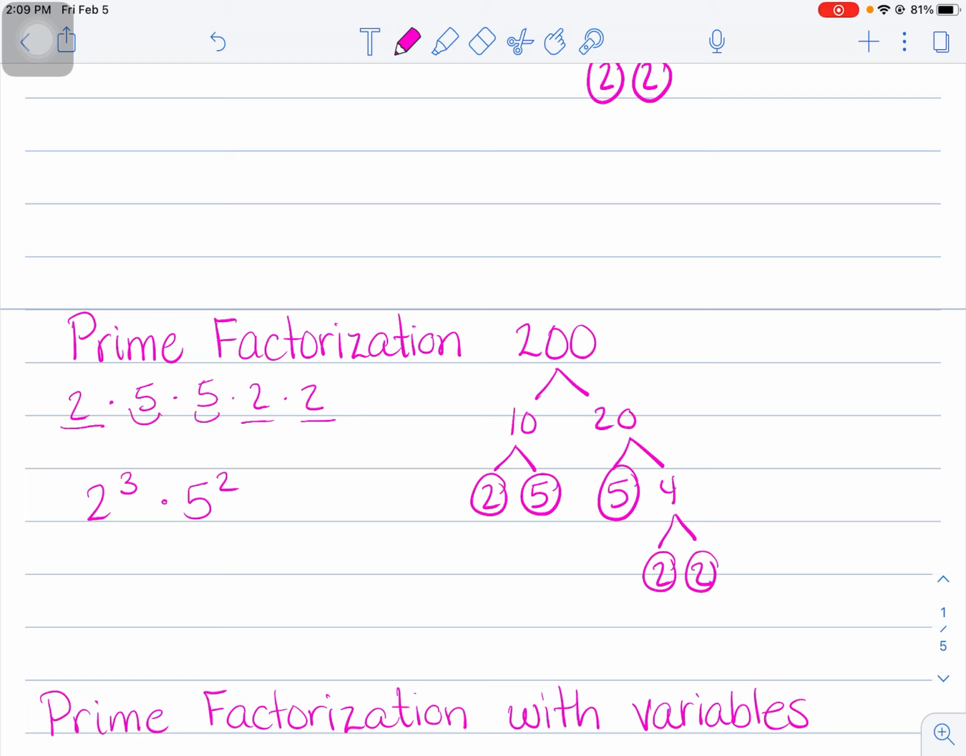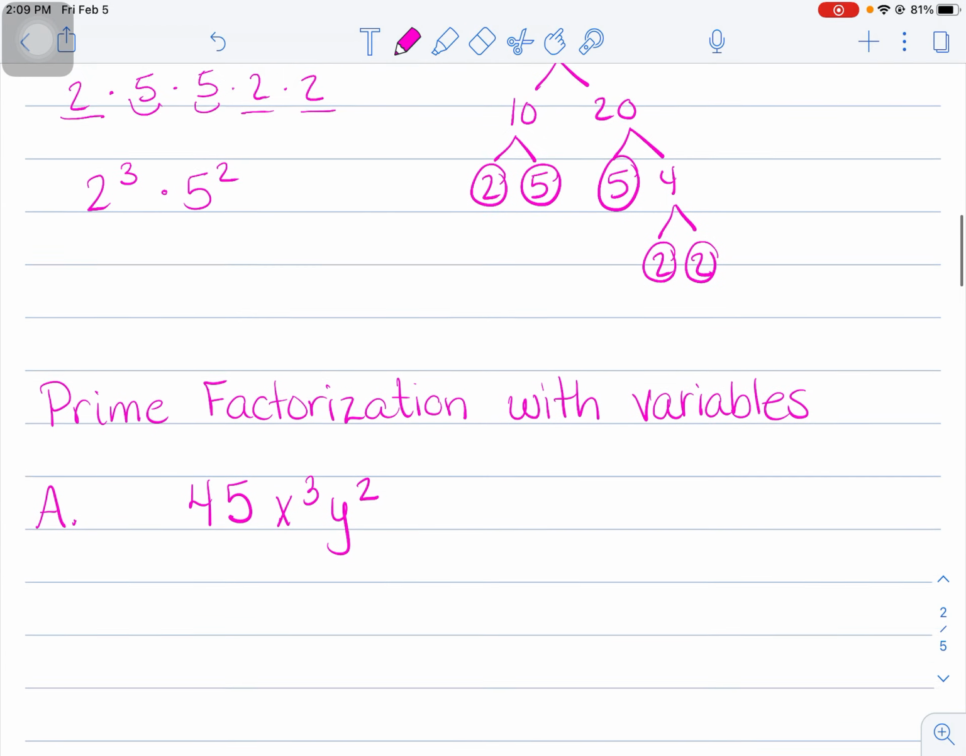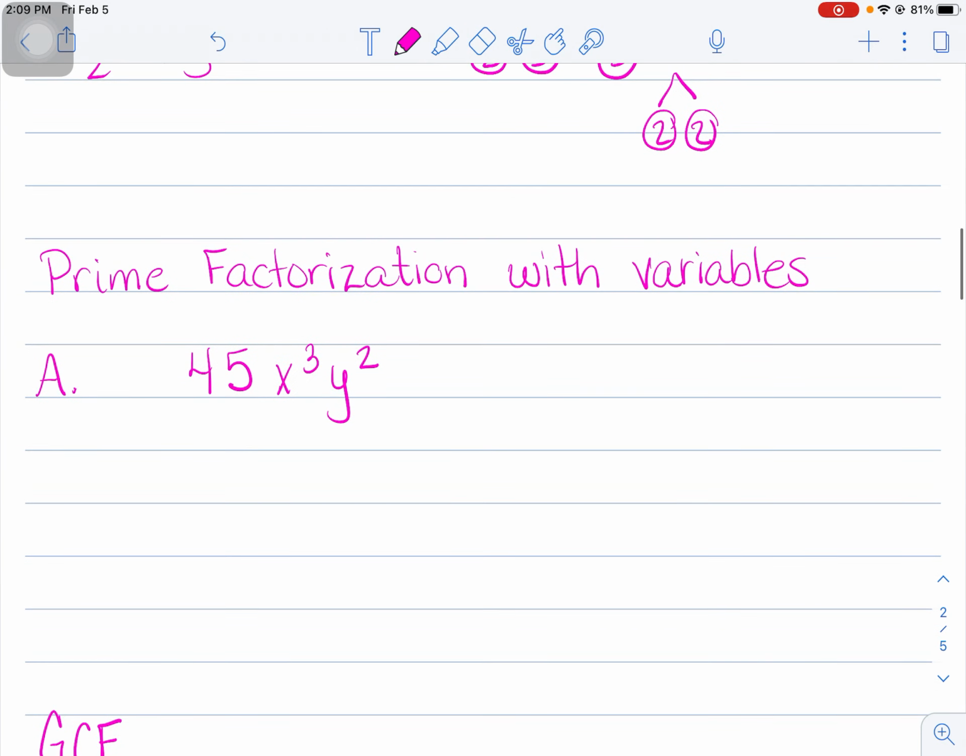So now how does this factor into algebra? Let's start with this first example. We have 45, x to the third power, and y to the second power. So we're going to think about what is the biggest number prime factorization-wise that I can break this 45 into. So it's like using our factor tree. We're just going to look at the number individually first, and we have 9 and 5 equals 45. 5 is prime. I can break down 9 further as 3 and 3.